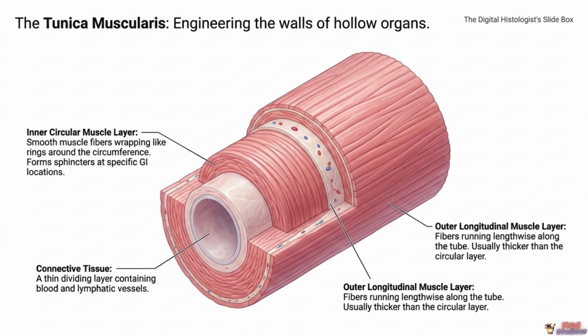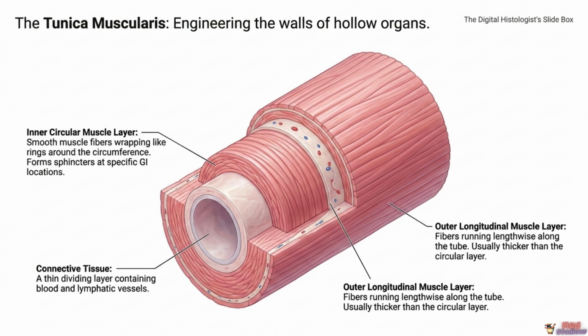When smooth muscle wraps around hollow organs, like the intestines, it organizes into a highly structured dual layer known as the Tunica muscularis. This structure is an architectural marvel designed for moving material. The inner portion is called the circular muscle layer. Here, the smooth muscle fibers wrap like rings around the circumference of the tube. In specific locations of the gastrointestinal tract, this circular layer thickens significantly to form sphincters, acting as physical valves.